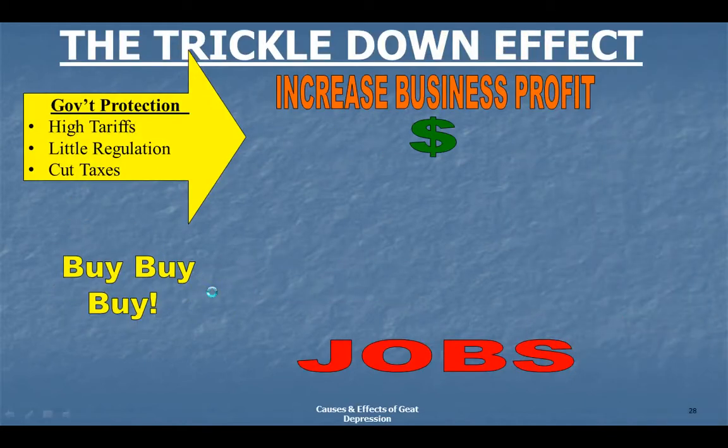The trickle-down effect is a concept here that really has been at work for a while from the conservative side of things. From what we've talked about from the Civil War and early in our American history, we have high tariffs on foreign goods to protect American businesses. There's little regulation. There's laissez-faire. We cut taxes to try and get spending going. This is supposed to increase business profit, and money's supposed to trickle down to the people in the form of jobs, and it's supposed to go around and around. When people get those jobs, they spend money, they buy, and it's supposed to circulate around and around like this.